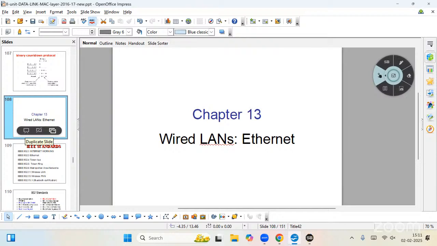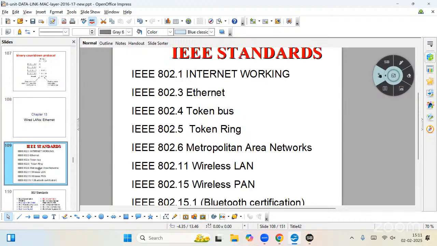So listen. Wireless LAN. Yesterday we discussed Ethernet. Some standards are there: 802.3, 802.4, 802.5, 802.6, 802.11, 802.15, 802.15.1. So these are the IEEE standards.